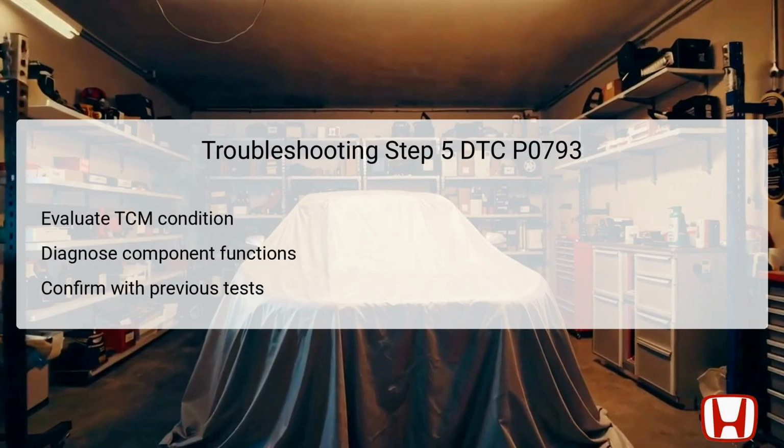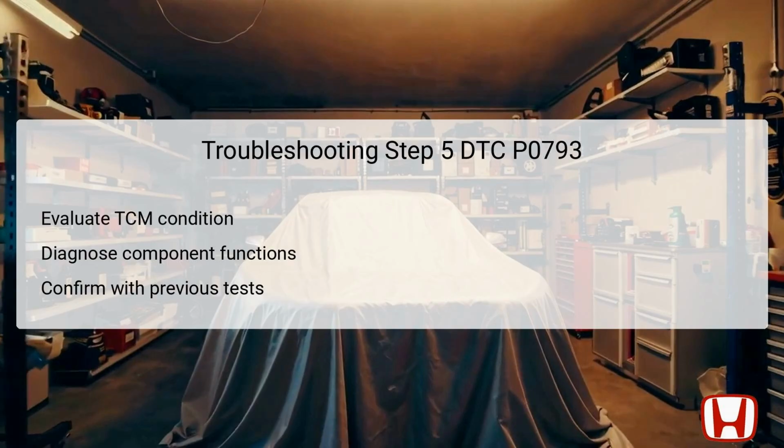The final step in troubleshooting for DTC P0793 is to evaluate the TCM condition after all previous inspections have confirmed normal operation of associated components. If earlier tests did not reveal any issues, it becomes necessary to consider that the TCM may be at fault and thus the cause of the DTC. A thorough diagnostic examination of the TCM's functions needs to be performed next. This evaluation should bring any faults to light that may have been contributing to the irregular signals being observed.